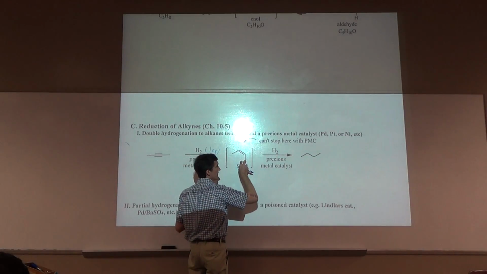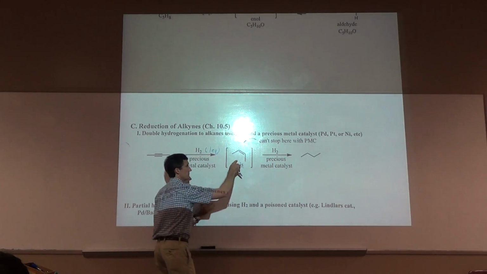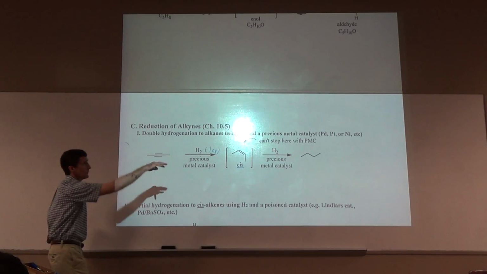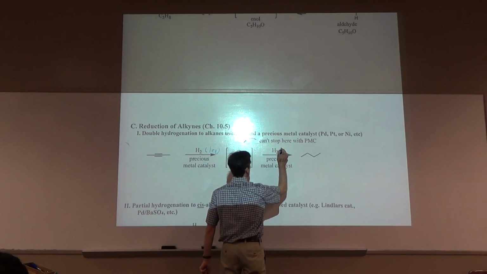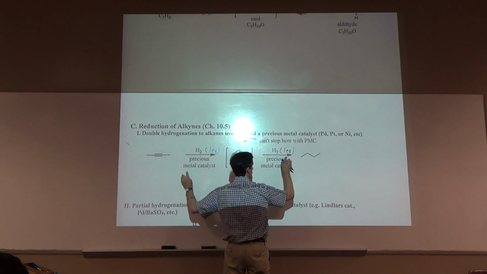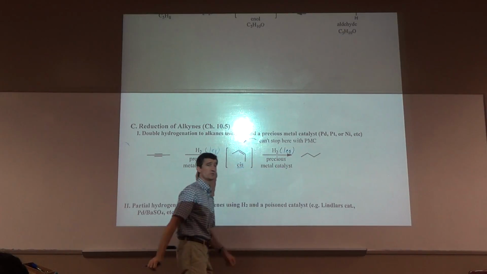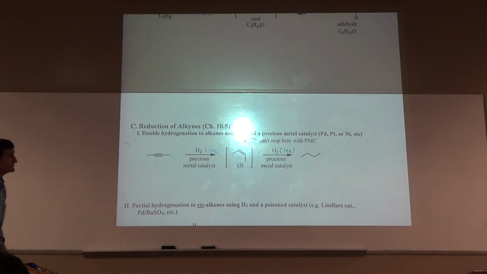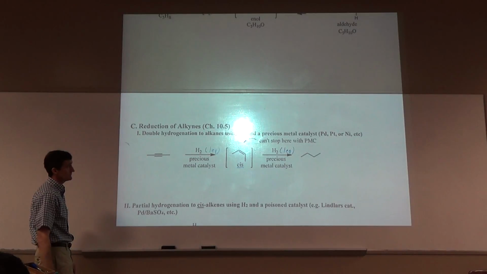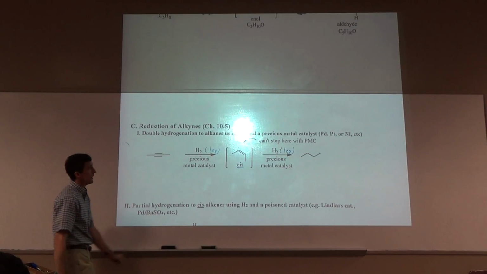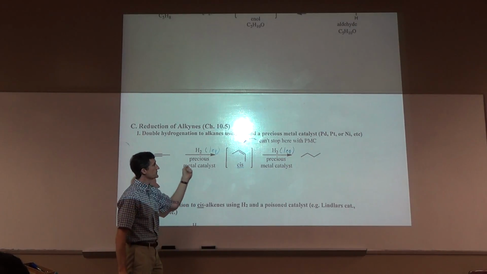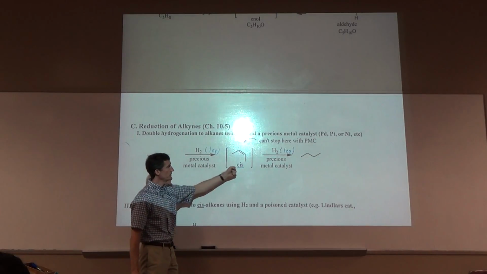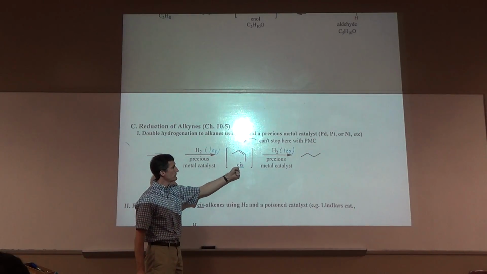Usually you can't stop here with a precious metal catalyst. You have to go all the way, and so you really need two equivalents of hydrogen to go all the way to the alkane. Pretty straightforward reaction. Remember your stereochemistry of the intermediate. What if you wanted it to stop here?